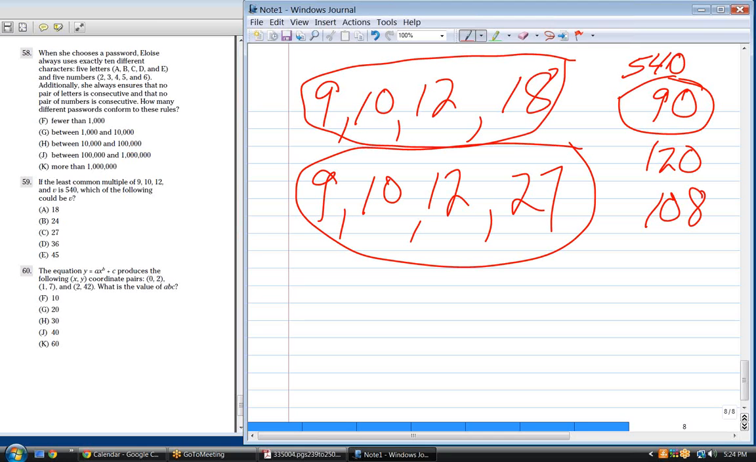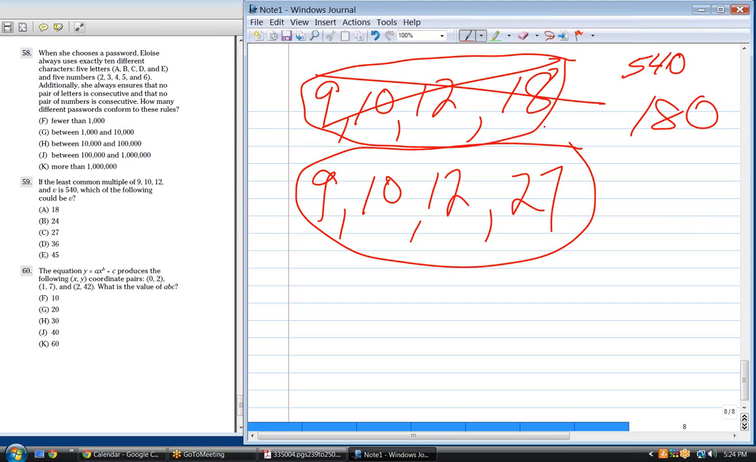I'm thinking if you go 90, 180, 270. 180 is a multiple of 12. Aha. There you go. 180 is the least common multiple. If 18 was our answer, they all divide into 180. Good thinking. That means that's not the right answer. And notice 27 does not divide into 180 evenly.